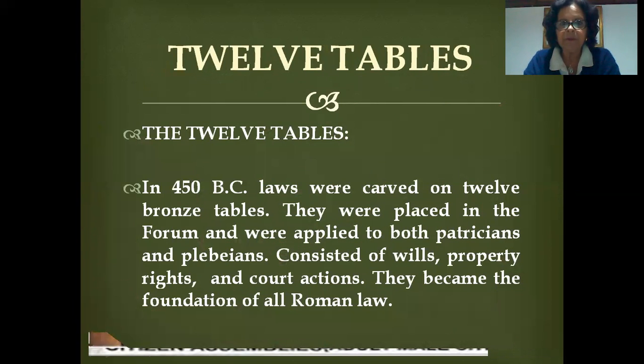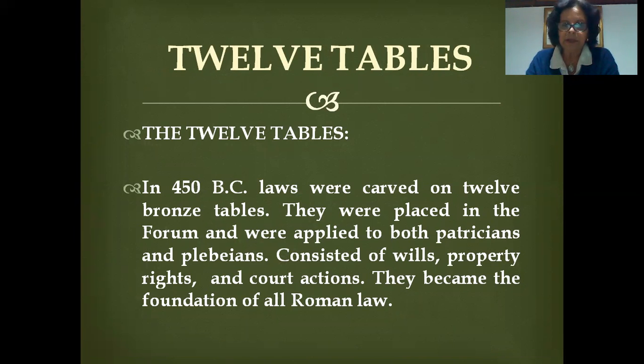Then we talked about the Twelve Tables. What are they? They were tables in which laws were carved, placed in the forum, and applied to both patricians and plebeians. They consisted of wills, property rights, and court actions.